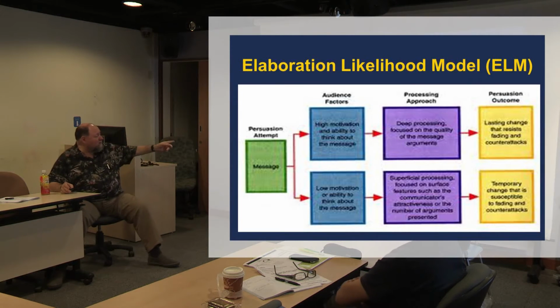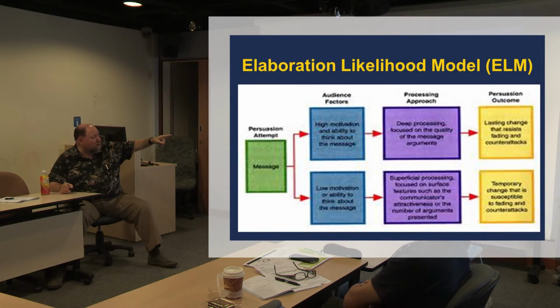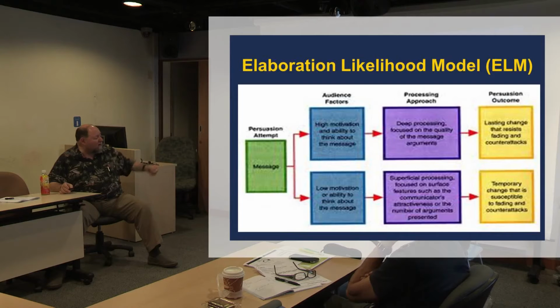So here's the persuasion attempt. The message: you're looking at audience factors, high motivation and ability to think about the message, deep processing based on quality of the message arguments, lasting change that resists fading and counterattacks. That's the elaboration model. The peripheral approach is low motivation or ability to think about the message, superficial processing focused on surface features such as the communicator's attractiveness or a number of arguments, a temporary change that is susceptible to fading and counterattacks.